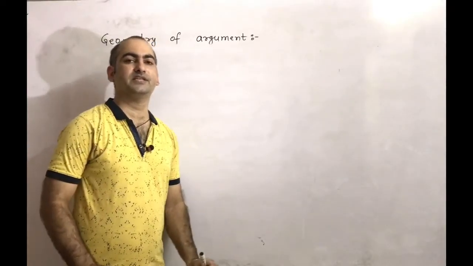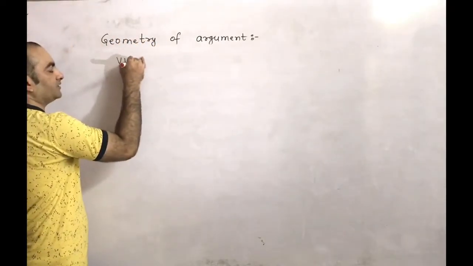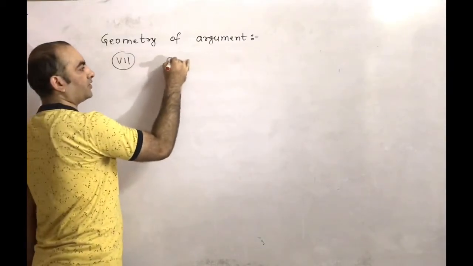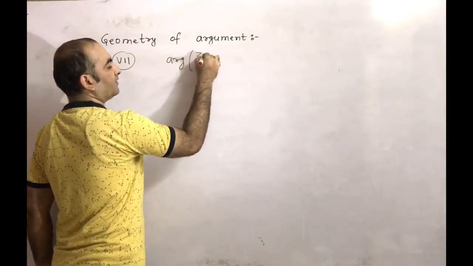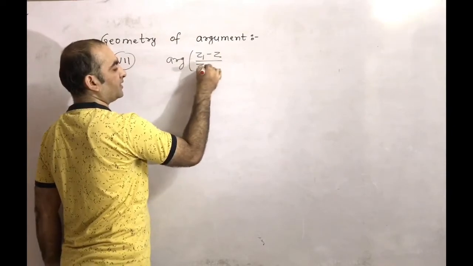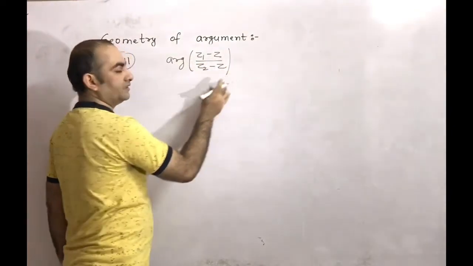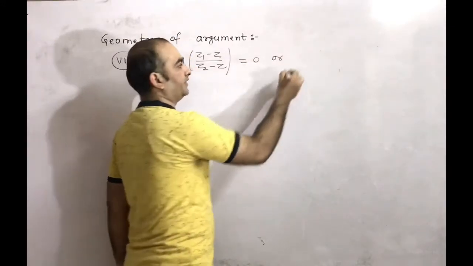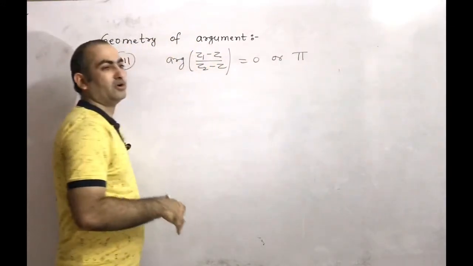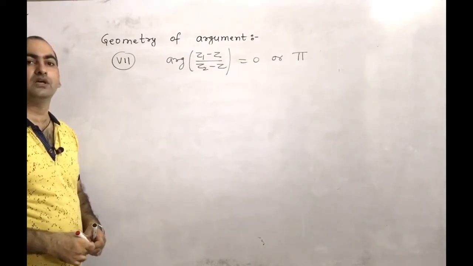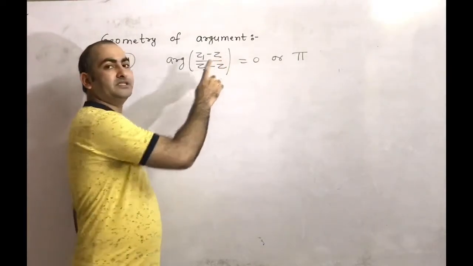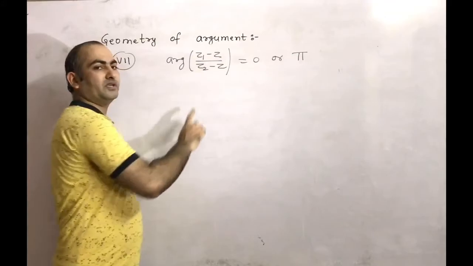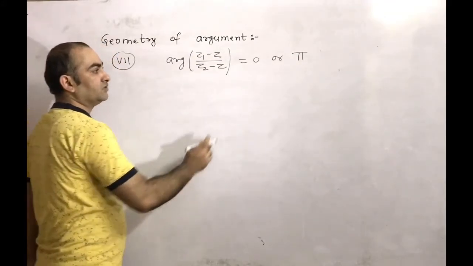Next we are discussing the seventh point. The seventh point is given: the argument of (z1 minus z) divided by (z2 minus z). This argument is either 0 or pi. Then we have to find the locus of z, where z1 and z2 are fixed points.